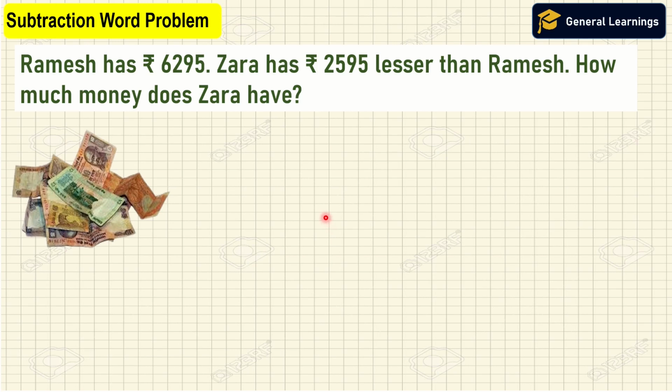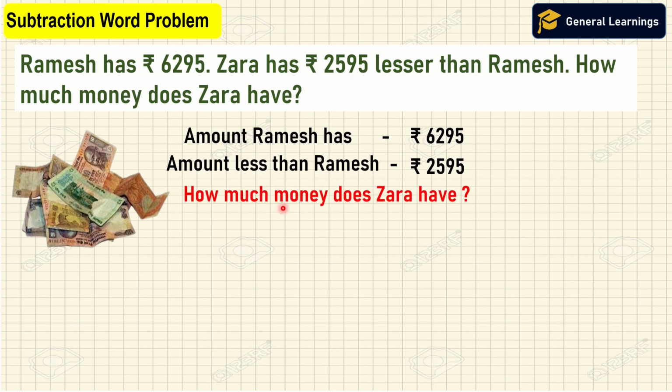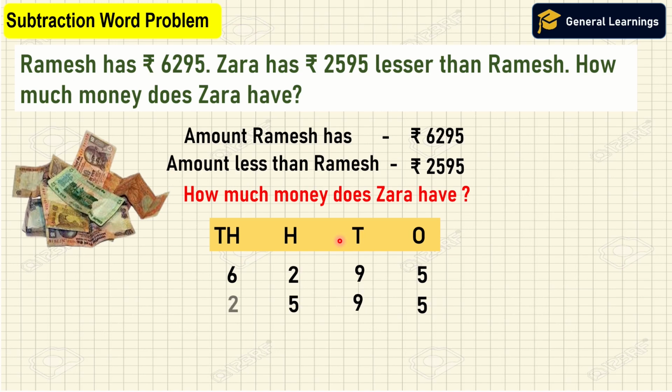So first we are going to write the statement. So amount Ramesh has was rupees 6,295. Then amount less than Ramesh is rupees 2,595. So now we are going to find out how much money Zara has. So first we need to write the two numbers vertically under appropriate columns according to their place values.